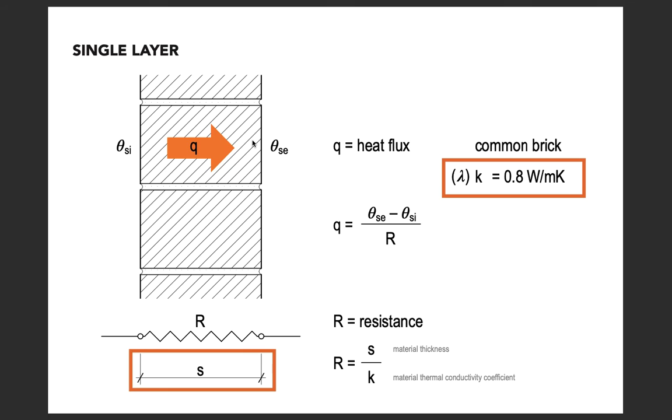Sometimes you would also find an indicative value. You can simply Google it and you would find a close enough value for that material. For instance, in this case, common brick has a lambda value of roughly 0.8 watt per meter Kelvin. Importantly here, we are using Kelvin, a standard unit in physics. So R, again, the resistance, is S, the material thickness, divided by the material thermal conductivity coefficient.